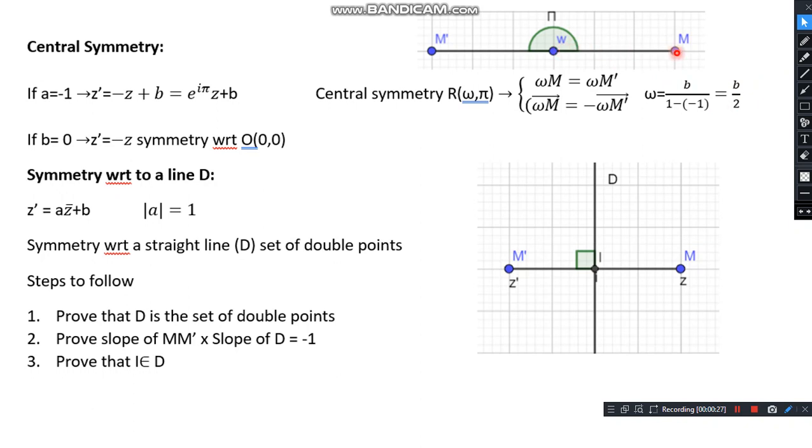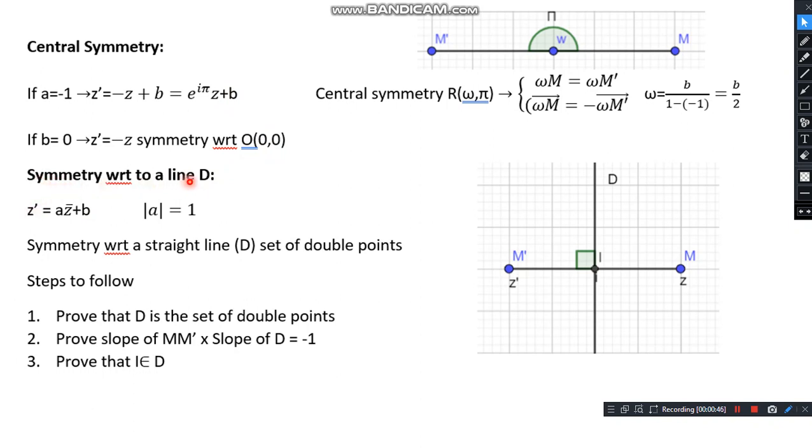In that case, ΩM equals ΩM prime, and vector ΩM equals minus vector ΩM prime. Here we put vectors because the points are collinear. But if b is 0, the central symmetry has center the origin, or (0, 0). This is not separate from rotation, but is included in rotation.